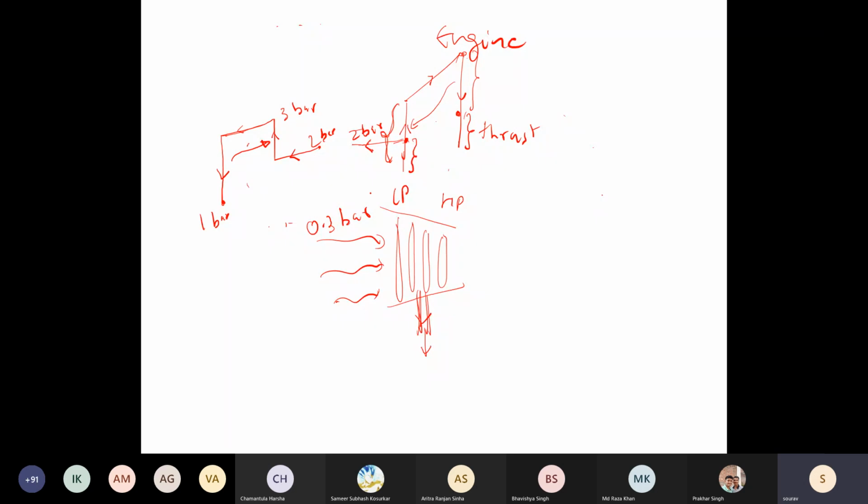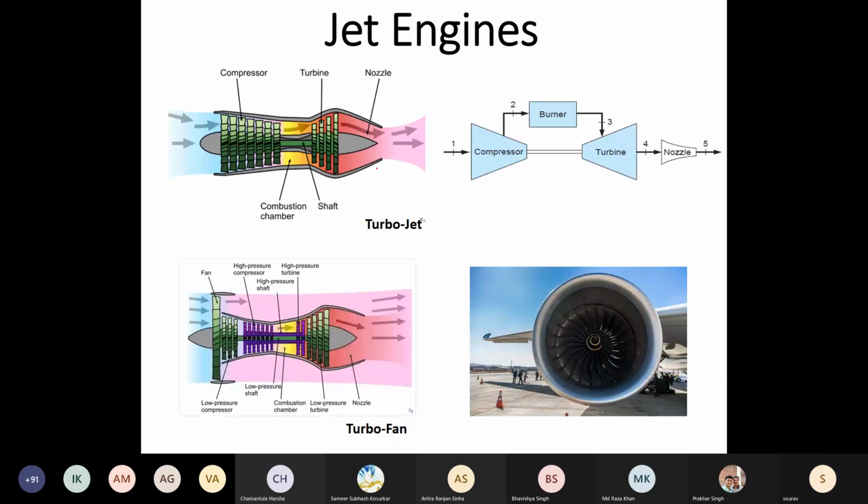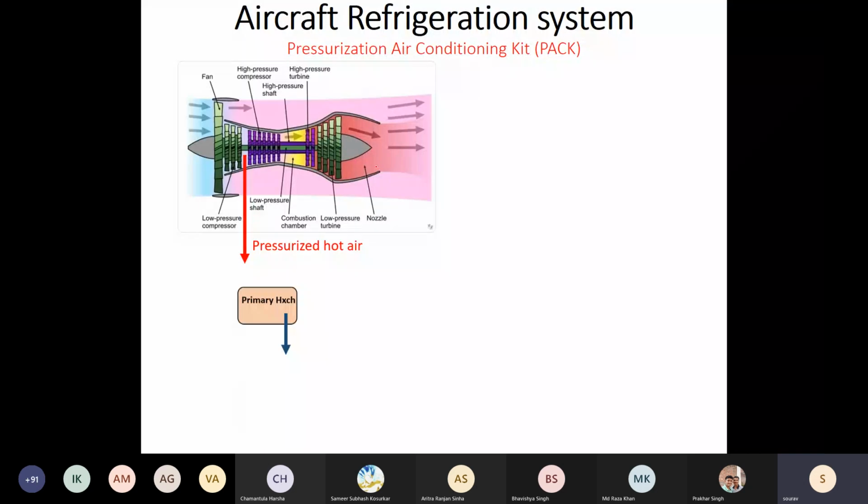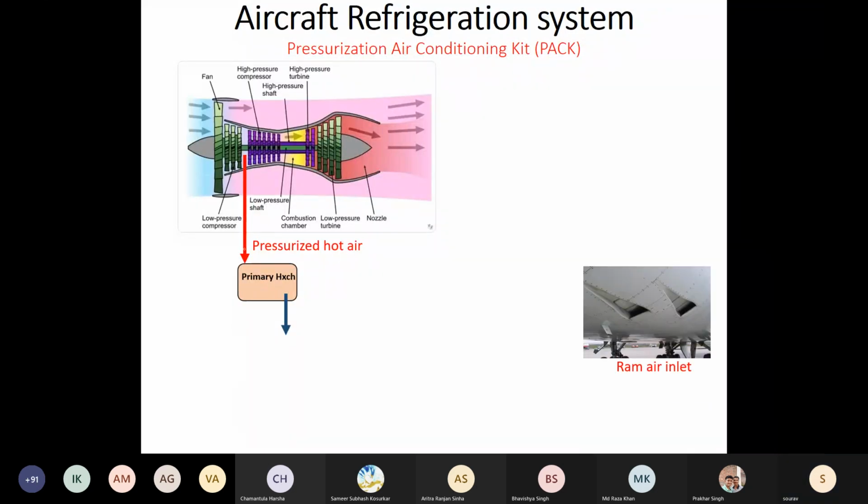So this is the cycle which we were discussing in the previous class. So we bleed air, pass it through a primary heat exchanger. Now this cooling happens again with the ambient air, which is available at around minus 40 degrees C, because at such altitudes the temperatures are very, very low. And we have these air inlet ports for the heat exchanger. You will see that at the bottom of the fuselage, there are certain ports which are provided.